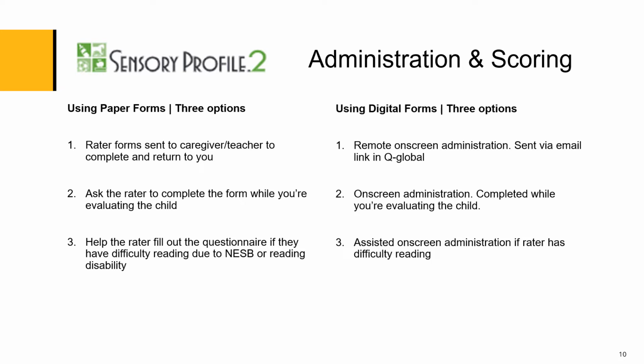And then you have the using a digital form. So you have Q Global, which is the Pearson owned digital platform, and that provides that remote on-screen administration option whereby you can send an email link to your rater to complete the questionnaire during their own time. You have the option of on-screen administration whereby the rater completes it while you're evaluating the child, or assisted on-screen administration if, as I mentioned previously, they have difficulty reading or have a form of disability.